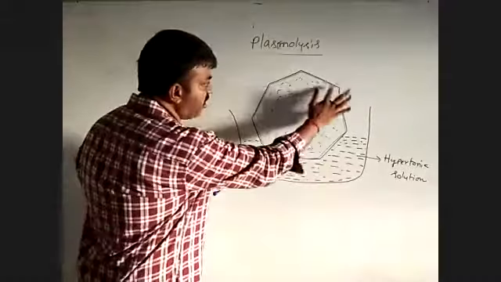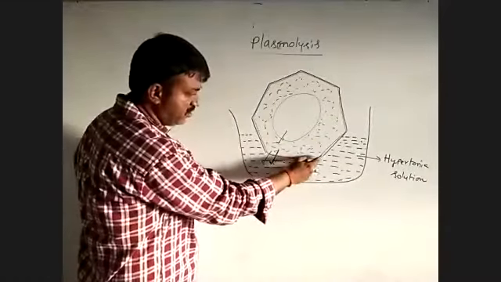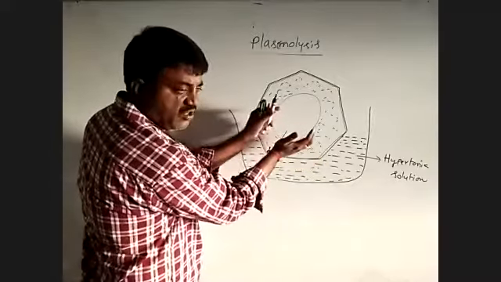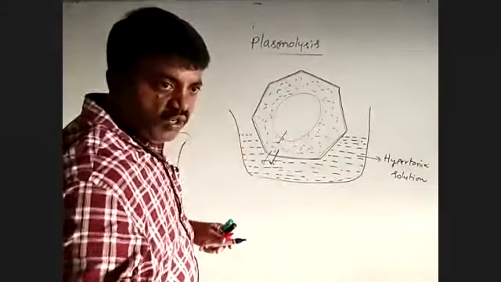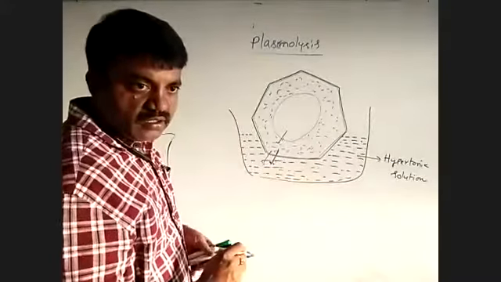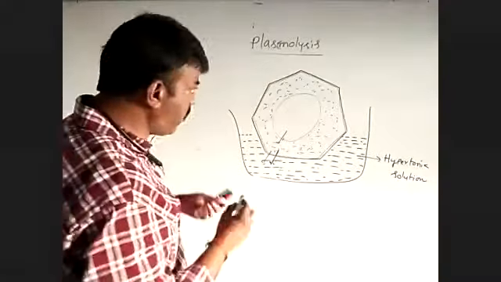Now this inner content, along with the plasma membrane, gets shrunk. Contracts. Okay, right. The contracted mass is what we observed earlier. Okay, very, very important point.